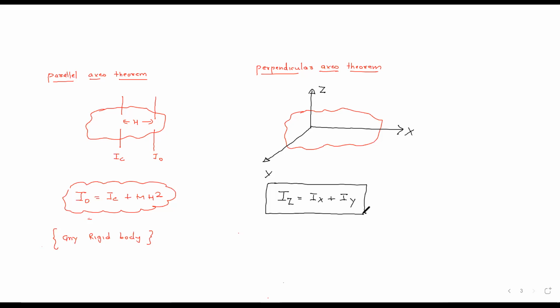Hello, are you understanding? This is valid for a 2D body, 2D lamina. Clear है ना? अगर 2D है तो थर्ड एक्सिस पे हम लोग फाइंड कर सकते हैं. सिमिलर थिंग, if I tell you, now I'll do applications of this thing.